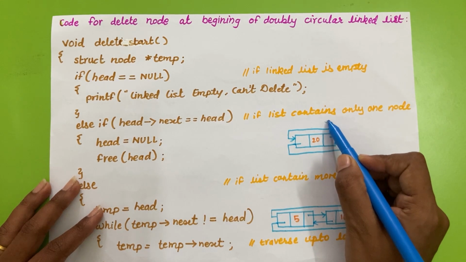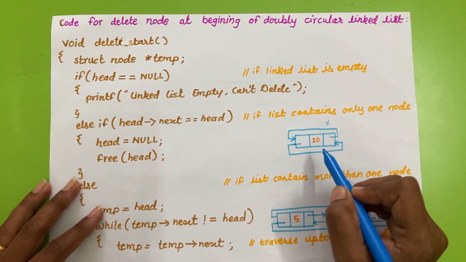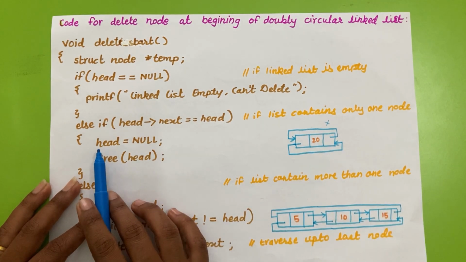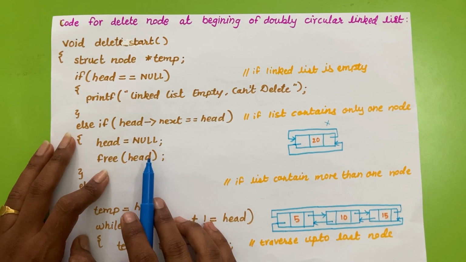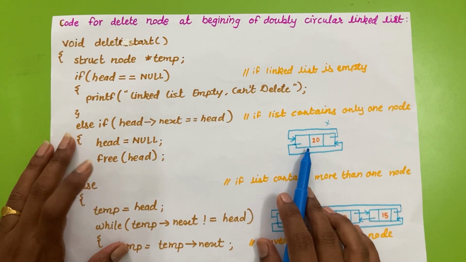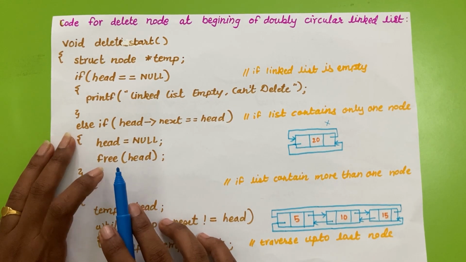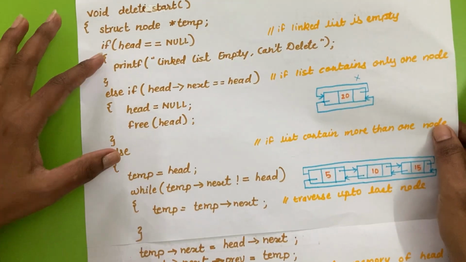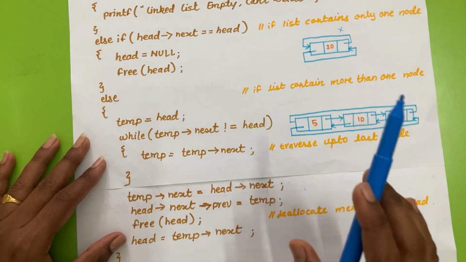So after deletion of this node we have to assign head to null, and we have to free up the memory assigned to that node, or we have to deallocate the memory assigned to the head node. So the first step is we assign head equal to null, and then we free up the memory for the head node. First we can't free up the memory for the head node; first we have to assign the null value to head. After that only we have to free up the memory that is allocated for this head node.